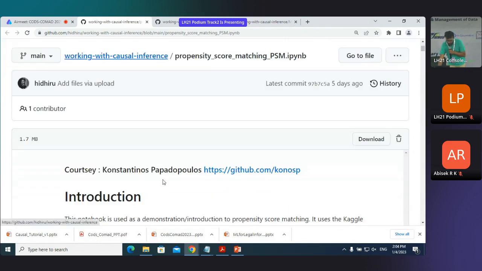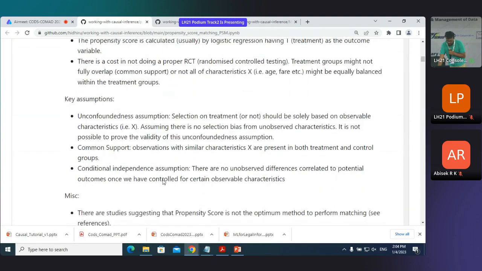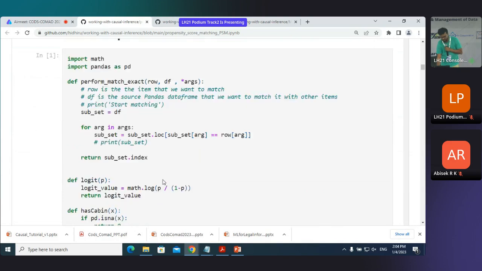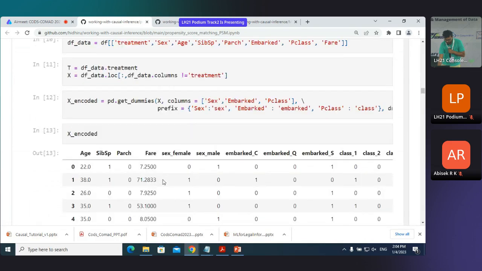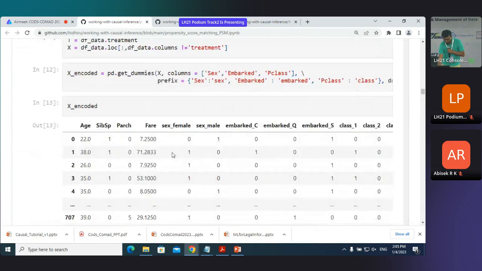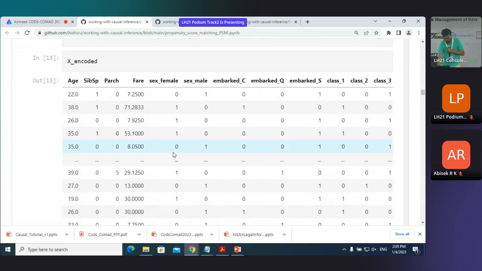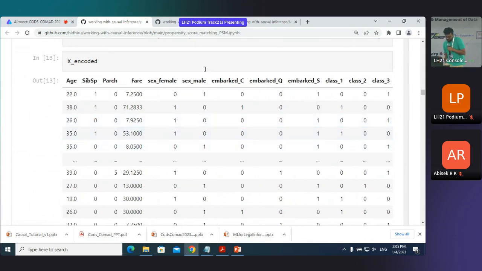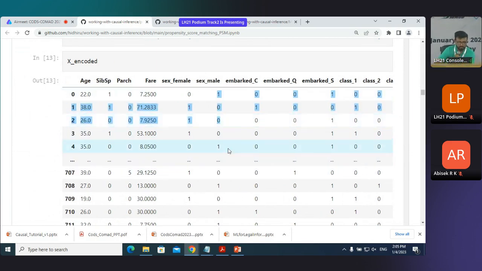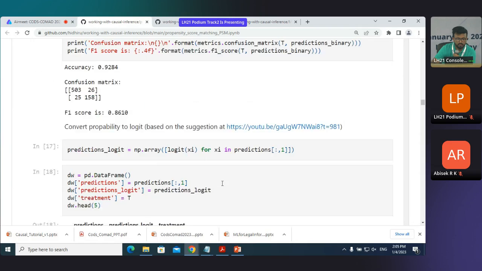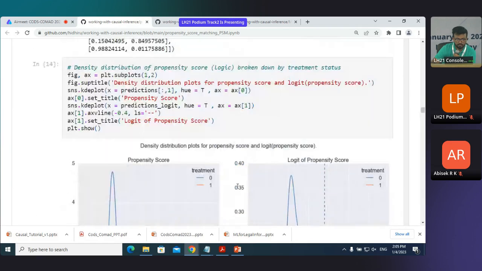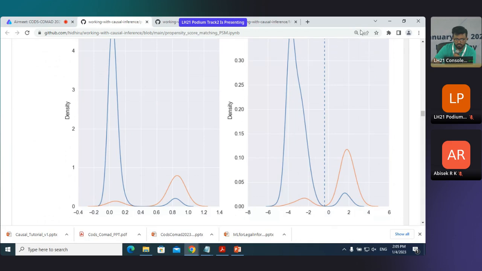Essentially, the code is by a person called Konstantinos Papadopoulos. Interestingly, it takes the Titanic data set and tries to find the effect of a particular variable, which is the treatment, on somebody surviving or not. We have a bunch of variables here, such as sex, age, etc. And we look at two to three different things.